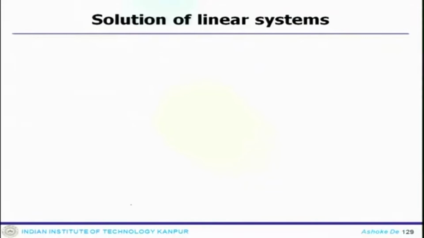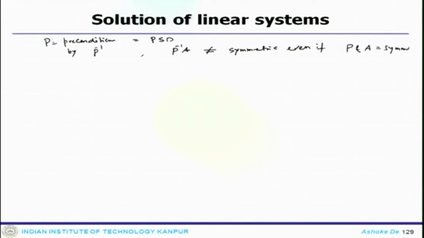Now, if you have a preconditioner, P, and this is also a positive symmetric definite matrix, and you multiply the original equations by P inverse, then the problem is that P inverse A is not necessarily symmetric, even if P and A both are symmetric. So, that is the problem.